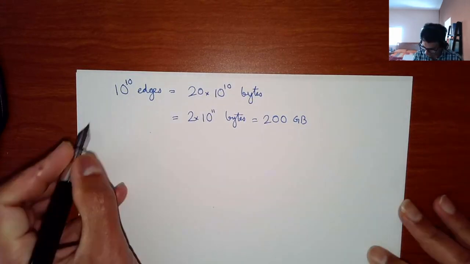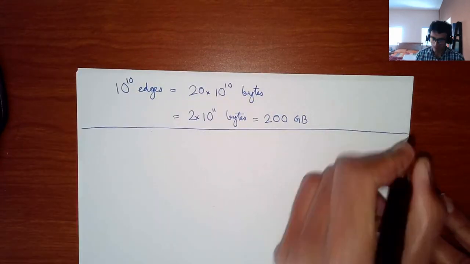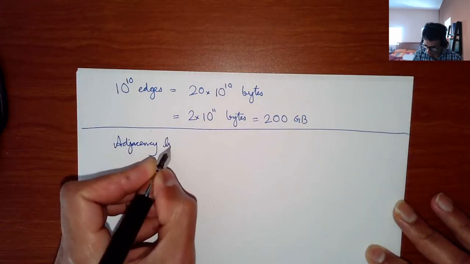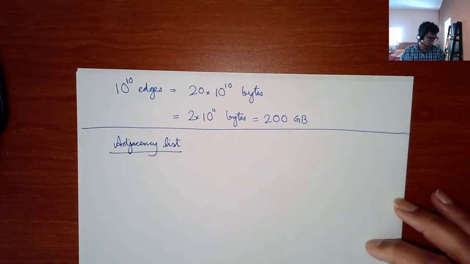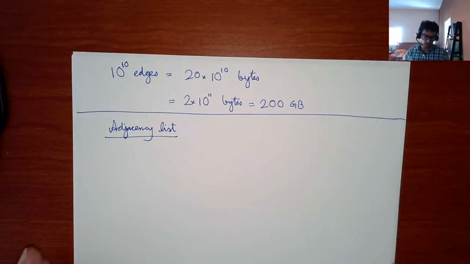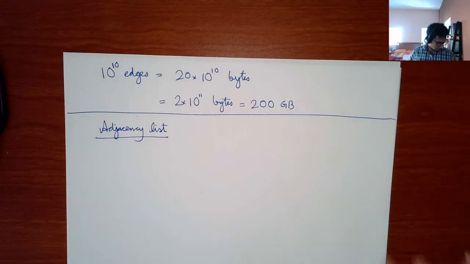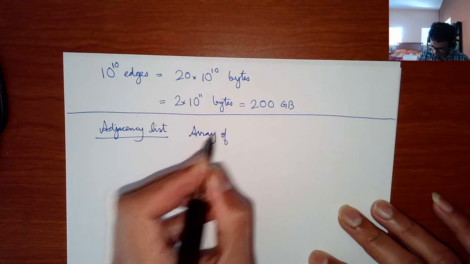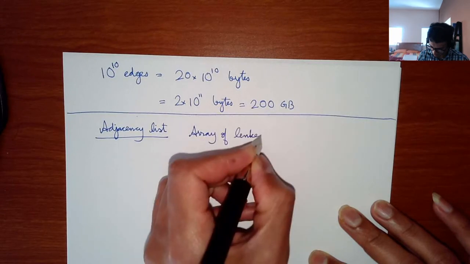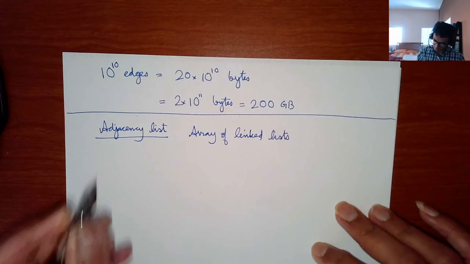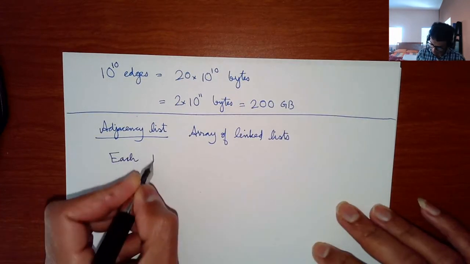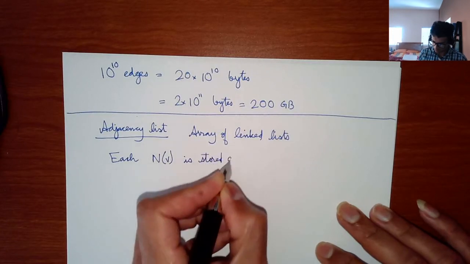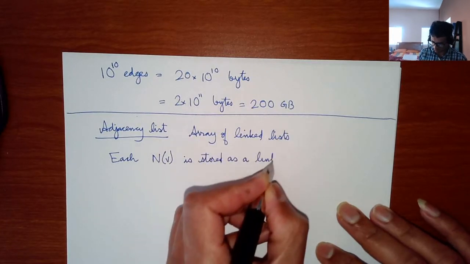And this is exactly leading off to the next point on using an adjacency list. So what is an adjacency list? You'll see this is going to look a lot like a hash table with chaining. It's an array of linked lists. Each neighborhood is stored as a linked list.